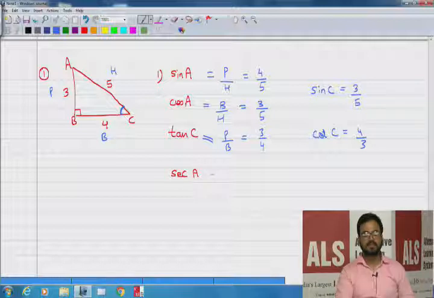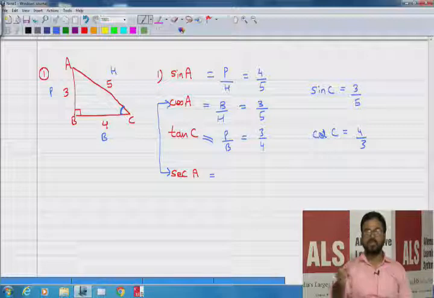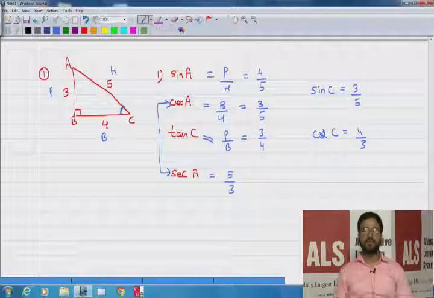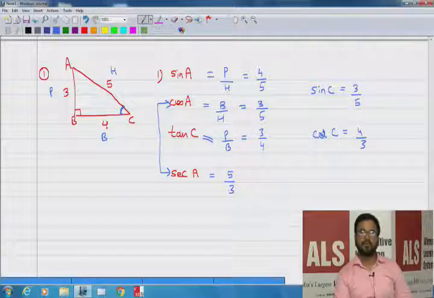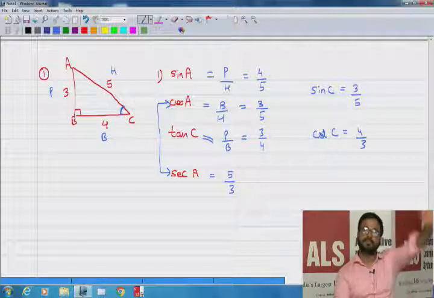Similarly, sec of A. Sec and cos are reciprocals of each other. If cos of A is 3 upon 5, then sec of A is 5 upon 3. So in this way, you can write the values for different ratios. I hope this is clear to all of you. Shillong Center, is this clear?